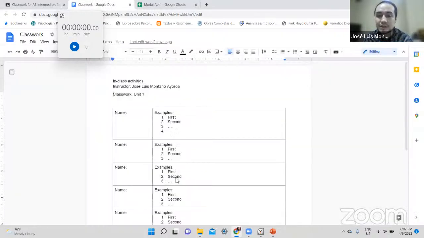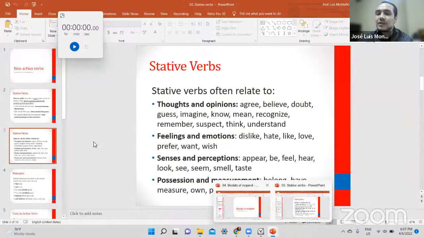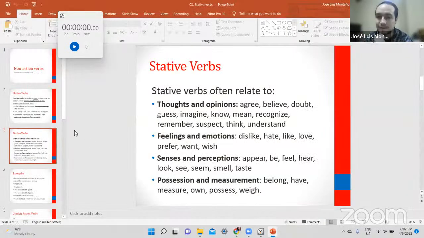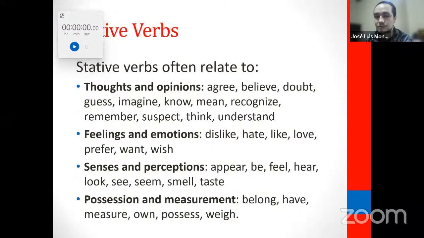Write your names, and you're going to write only one example per category. Okay? It means you're going to write one example for thoughts and opinions, one for feelings and emotions, one for senses and perceptions, and one for possession and measurement. It can be remembered in simple tenses. It can be simple present, simple past, present perfect simple, right? Or simple future. Let's do it, please, Daniela, Wilson, and Larissa.